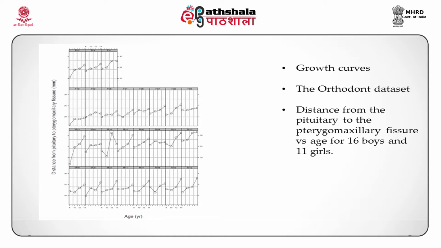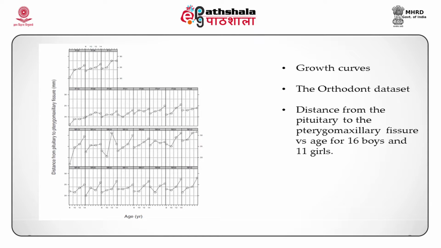On the x-axis we have age, while on the y-axis we have measurements on the distance from the pituitary to the pterygomaxillary fissure, measured in millimeters. Now you can see that each of these scatter plots looks rather different, and it suggests that there is a strong subject-specific effect. A very simple way, though perhaps not a statistically ideal way, to model this would be to fit separate linear models to each of the subjects.